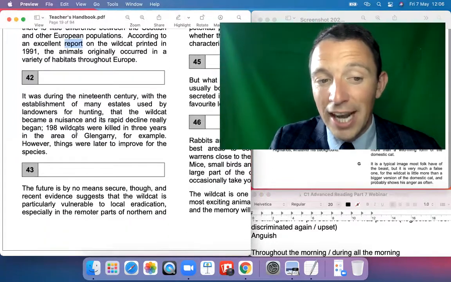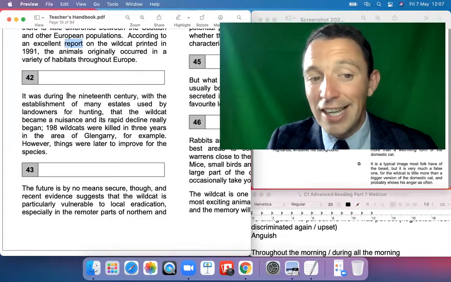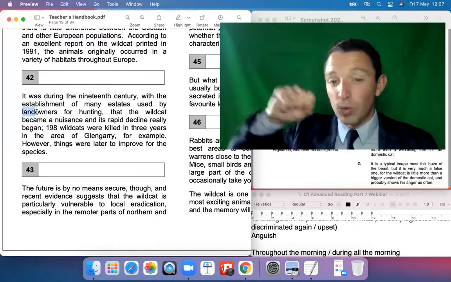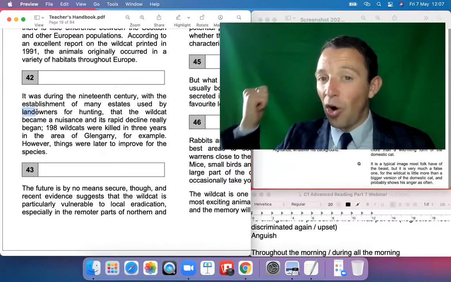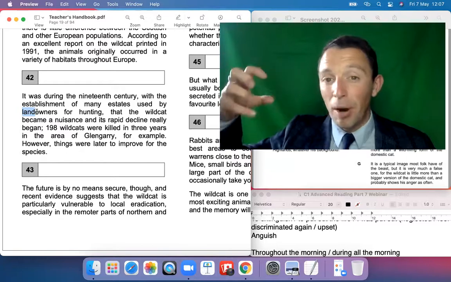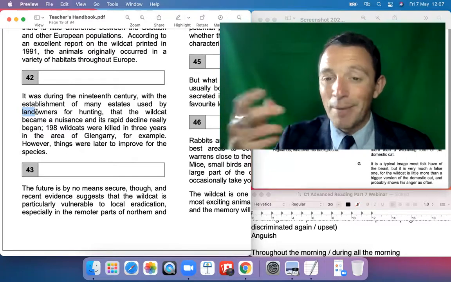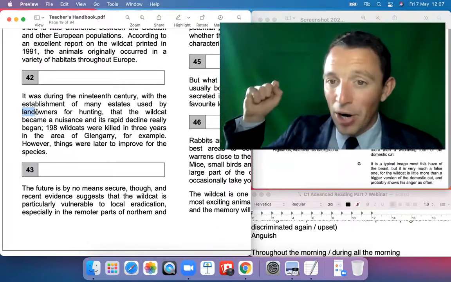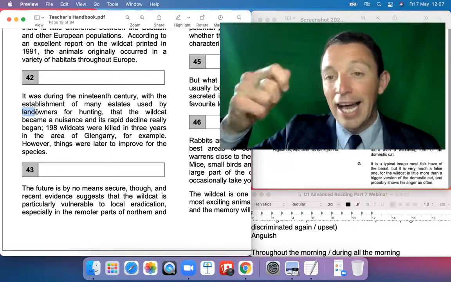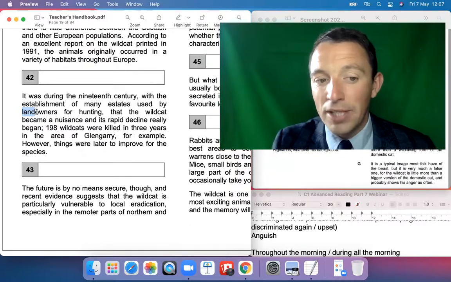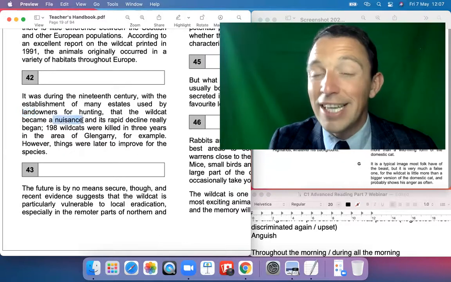So if we continue to the next paragraph, it was during the 19th century with the establishment of many estates, landowners. So the landowner is the person who owns the land, like the landlord. The landlord is the person who owns the house, the person who owns the property, but the landowner is the person who owns the land. Okay, so it's a little different. Landlord is the person for the property, and landowner is maybe the person who owns the land and not necessarily the property. The big word here that's very important is a nuisance.